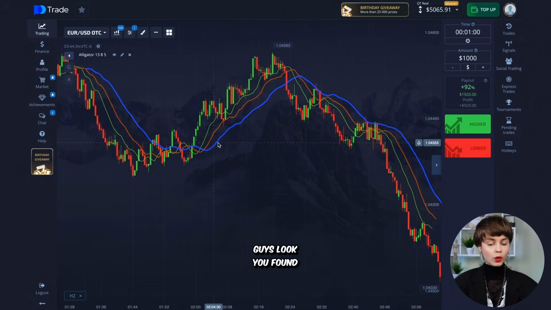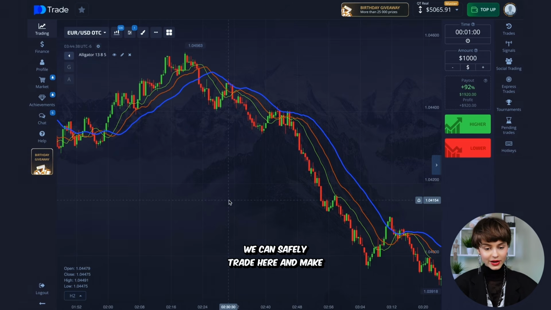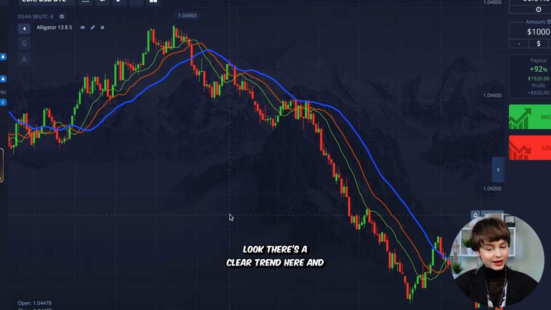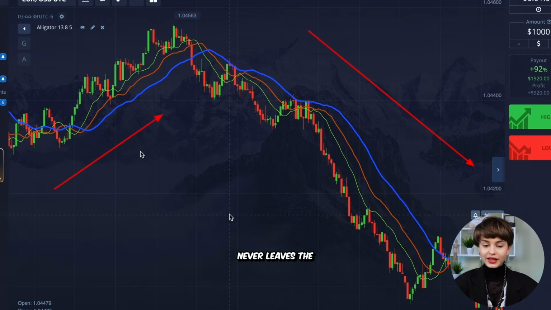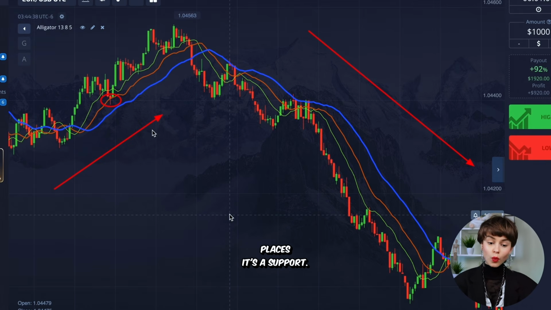Guys, look, we found a really good case. We can safely trade here and make 8 deals out of 10 in profit. Look, there's a clear trend here, and before that we had an uptrend. Now it's a downtrend. What I like here is that the chart never leaves the blue line's borders. So the blue line, the main one, the most essential line, is a support in these places.